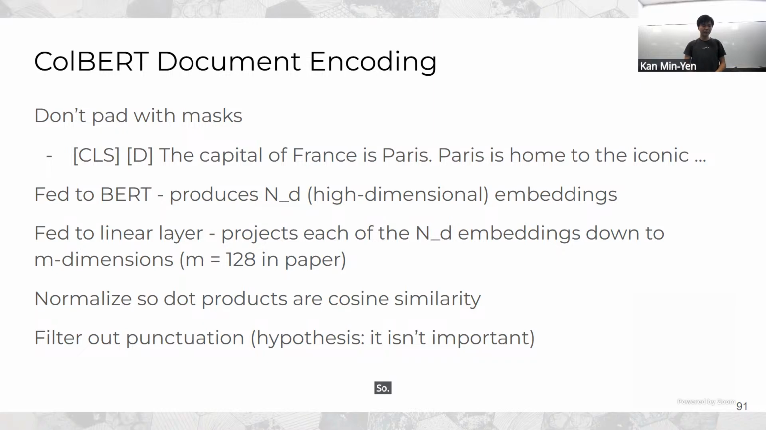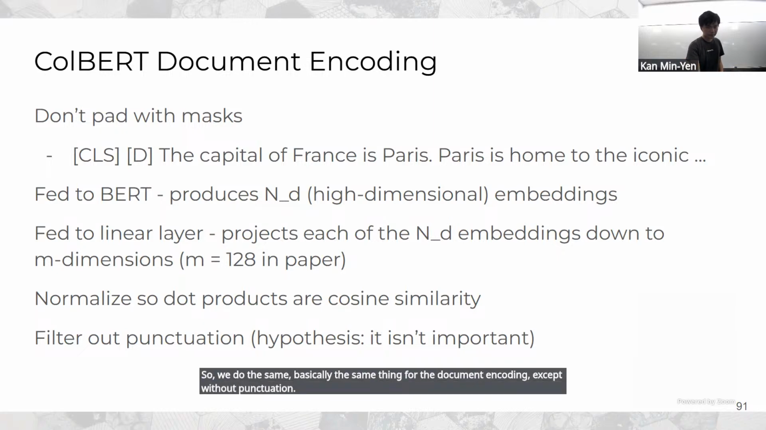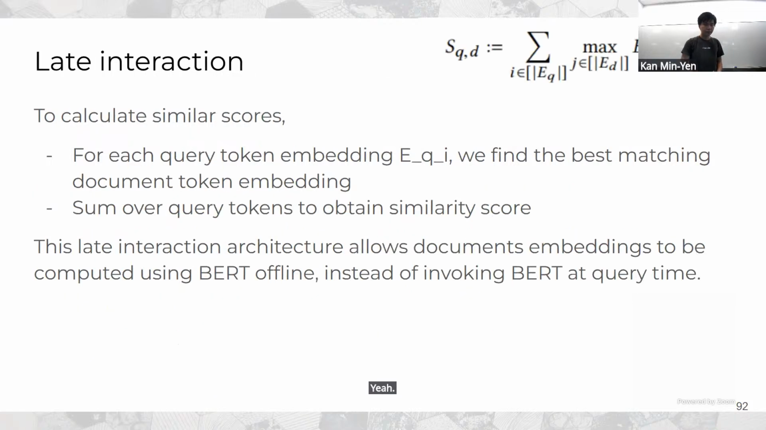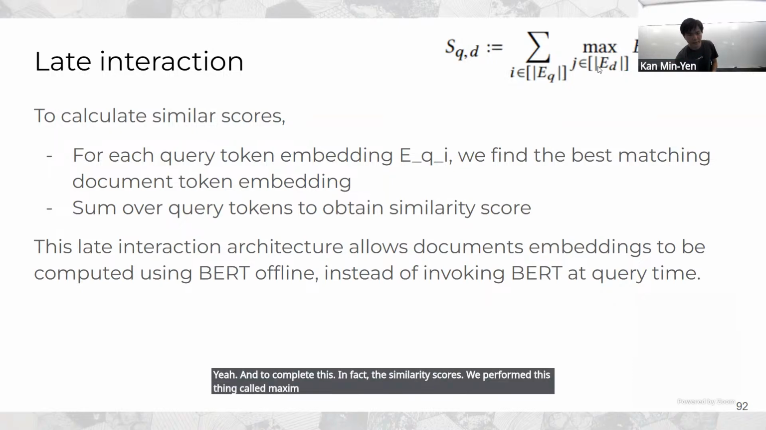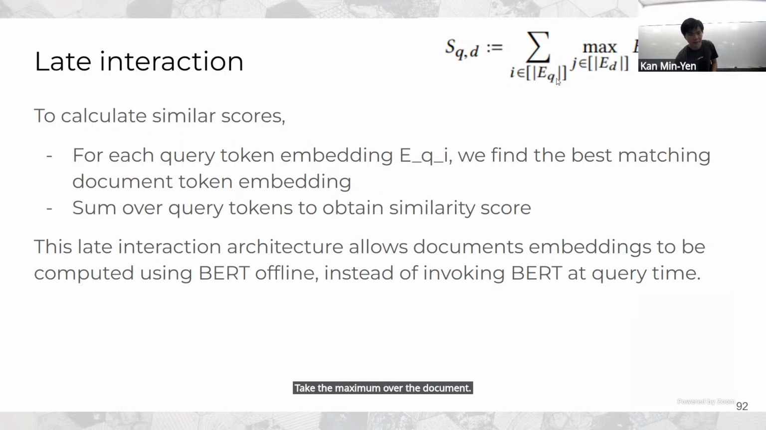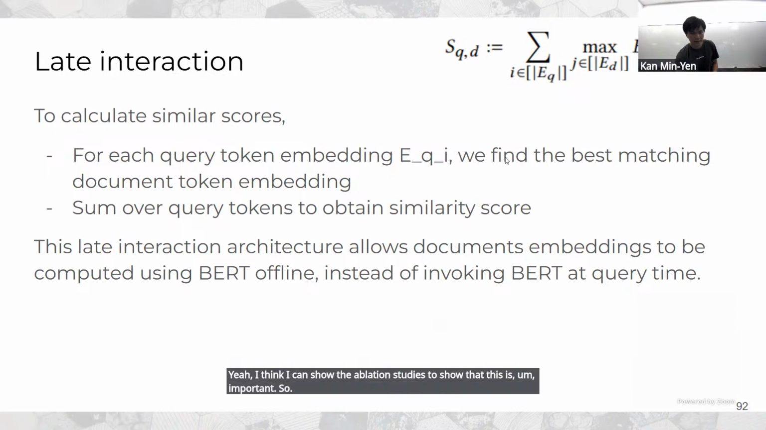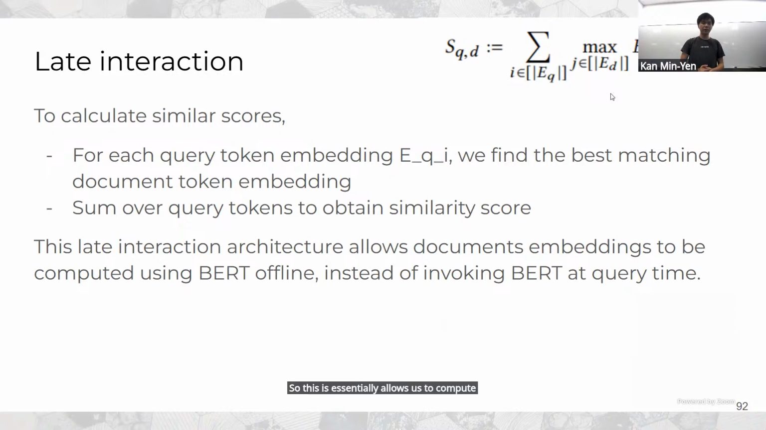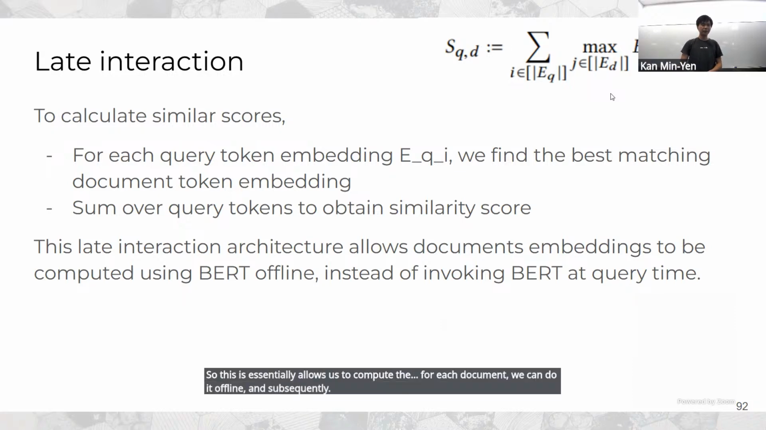We do basically the same thing for the document encoding, except without punctuation. And to calculate the similarity scores, we perform this thing called maximum similarity, where we take the maximum over the document and then we sum over the query. I can show the ablation studies to show that this is important. This essentially allows us to compute each document offline, and subsequently we do not need to recompute it for every new query that comes along.